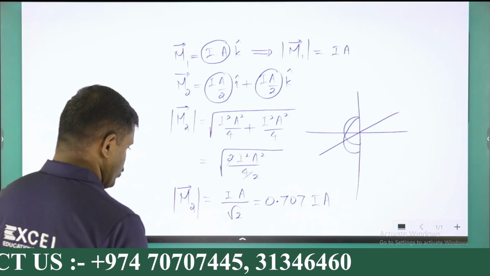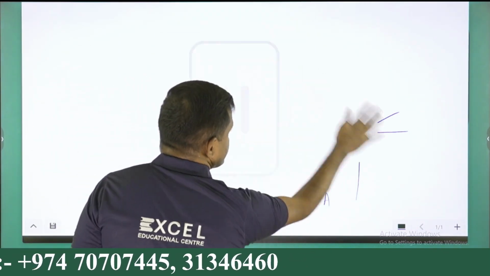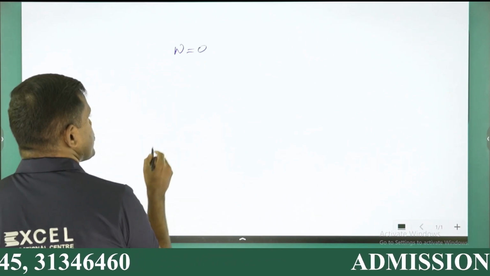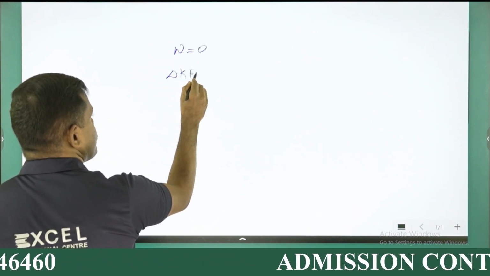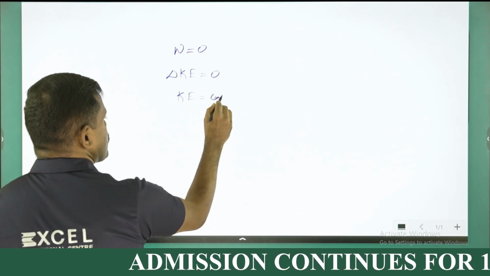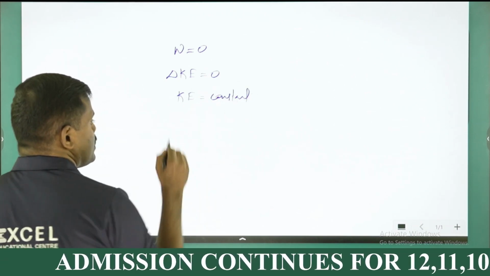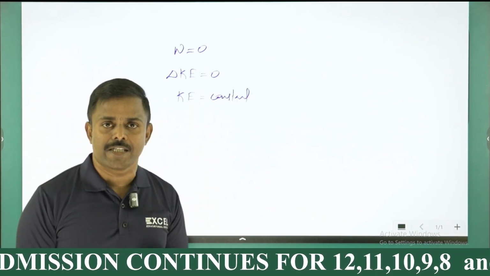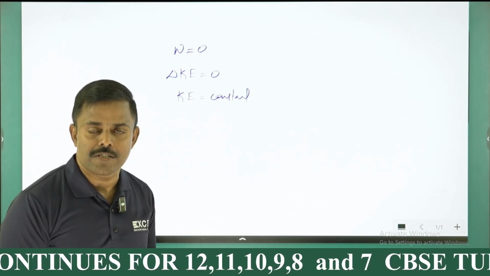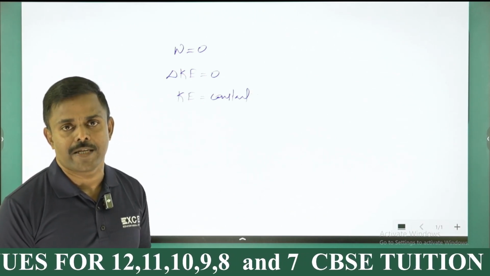So, let's come to the conclusion now. Work is equal to 0. In this particular case, the work is equal to 0. So, change in kinetic energy will be 0, or kinetic energy will be constant. Actually, this itself is a repeated board examination question for 2 marks: show that kinetic energy remains constant for a particle entering a magnetic field.